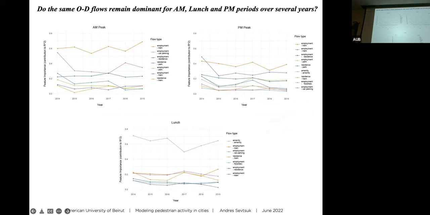Generally, they were fairly stable, but with some interesting differences that I glossed over. For instance, in the AM peak, 8 o'clock to 9 o'clock in the morning, the trips between train stations and employment were consistently most important. But from 2015 to 16, we see a decline. We went in to investigate, because from 2014 to 15 we see a rise, but the second line has a sharp decline, which is the car parking lots to jobs.